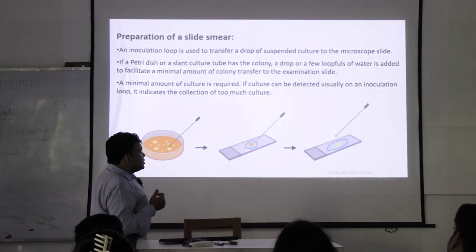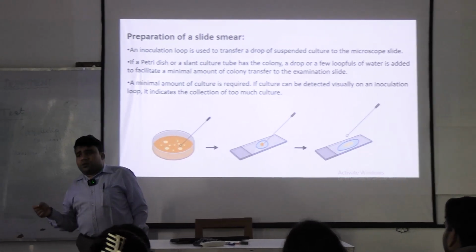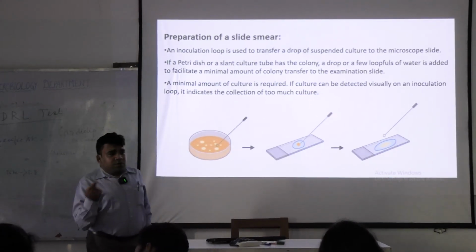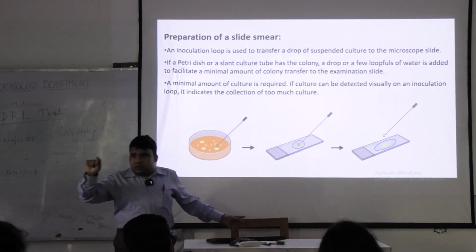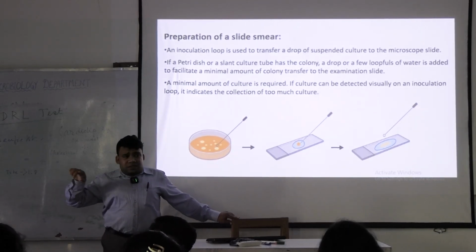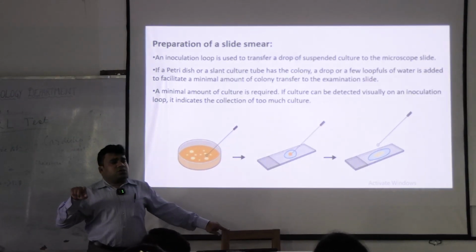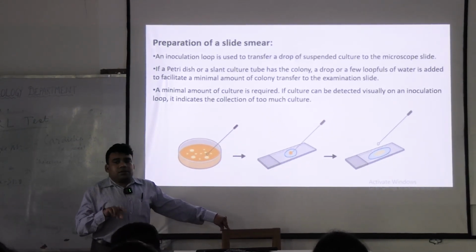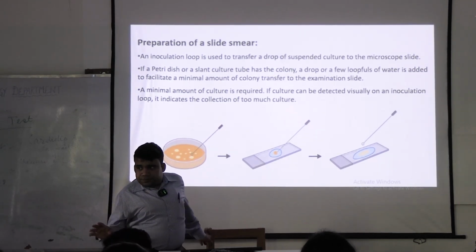After that, you need to make a smear. How can you make a smear? You will put 1 or 2 drops of normal saline, and from the culture plate, with the help of a loop, just touch the colony once or twice, and then mix it with the drop of normal saline that you have placed on the slide to make a smear. This is how you make a smear. Then you let it dry.